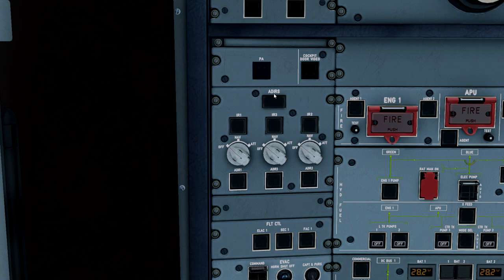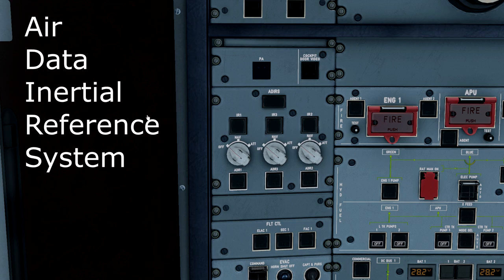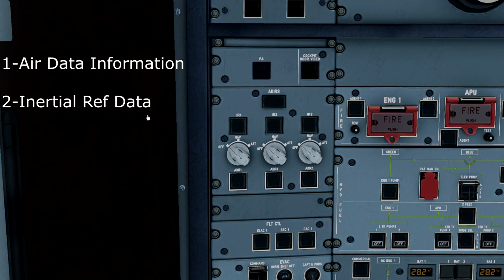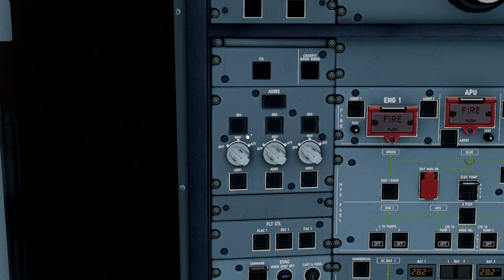First off, what is the ADIRS? ADIRS is the Air Data and Inertial Reference System. So it's important that you understand there are two separate systems working here. We have air data and we have inertial reference. Let's look at our switches here in the cockpit. We have IR1, IR3, IR2, ADR1, ADR3, ADR2. So you can see that there are three separate systems and they are labeled 1, 2, and 3.